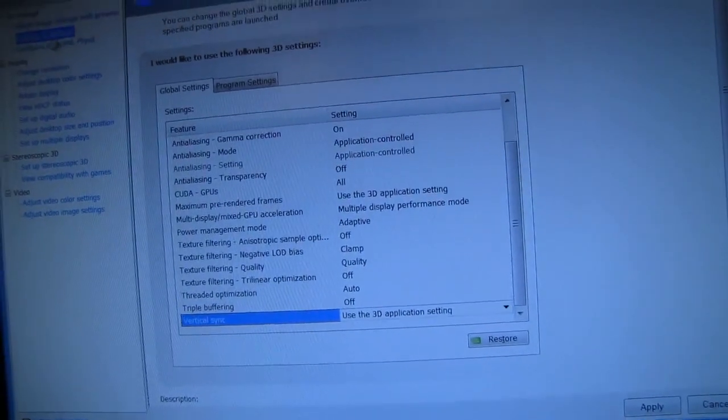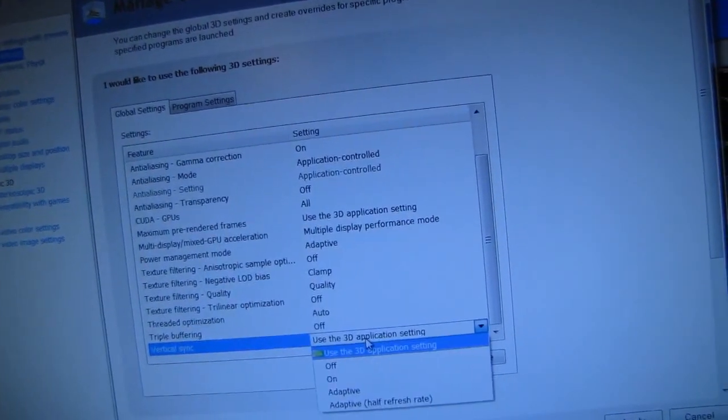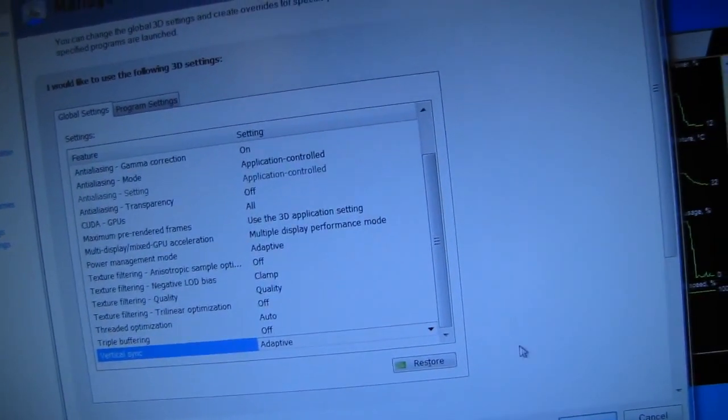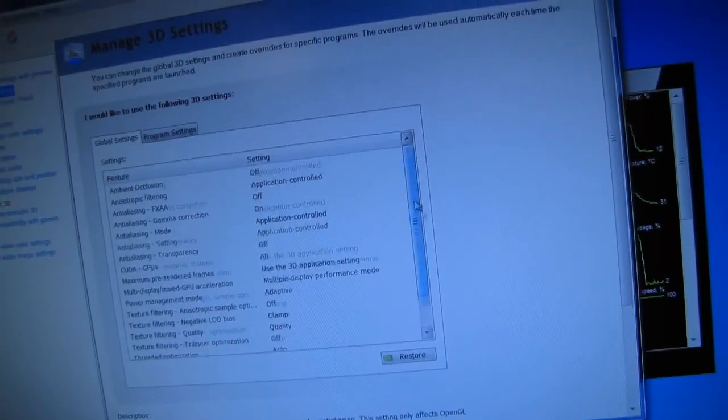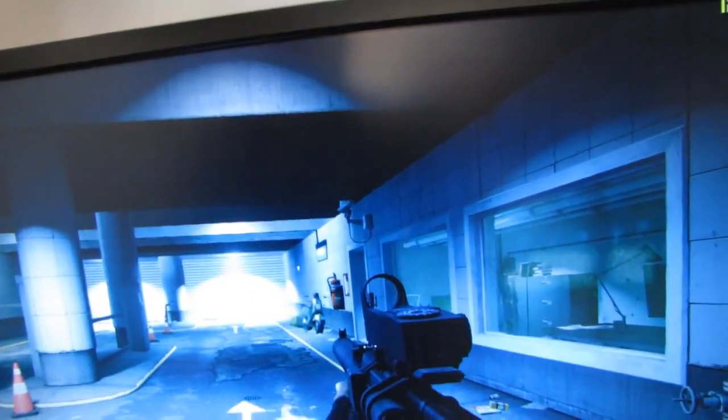You can change this in the Manage 3D settings of your NVIDIA control panel. So we're going to vertical sync. Instead of using the 3D application setting, we're going to go with Adaptive. Yay! Adaptive V-Sync! Alright, let's fire up our game again and see if this actually works. I don't know if it will. No, it looks like we're going to have to restart our game here. Slick thought it might work, but I thought he was wrong, and it looks like I was right.